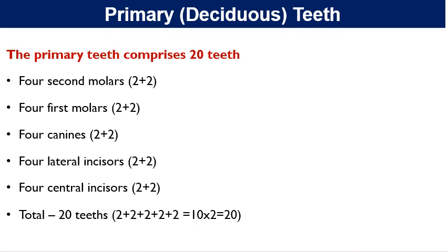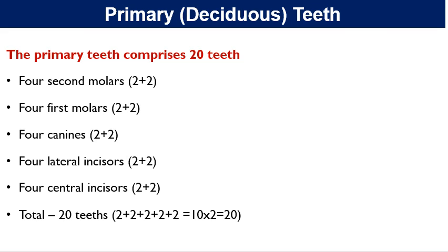Now, how does this figure make out 20 numbers? Let us see, there are 20 primary teeth in children. In each jaw you can see 2 plus 2, as a set you can see 4 second molars, 4 first molars, and 4 canines, 4 lateral incisors, and 4 central incisors. So collectively it makes a figure of 20 teeth.